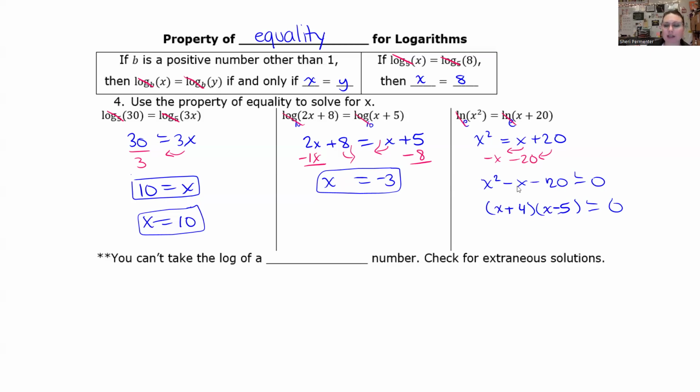So we factored correctly. What do the x's equal? Here, if these are my two factors, what does x equal? Negative 4, positive 5.